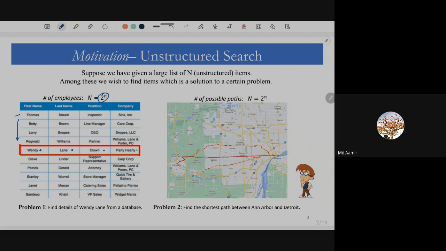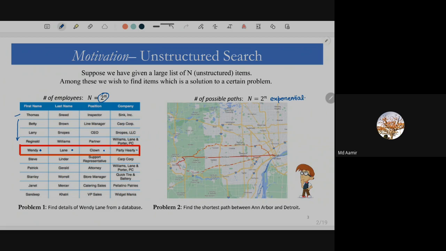The second example is finding the shortest path between two cities. There can be a lot of paths available between two cities, for example Ann Arbor and Detroit. So we have a lot of combinations that can be made. Suppose for the time being we again have 2 raised to n, that is an exponential number of paths.